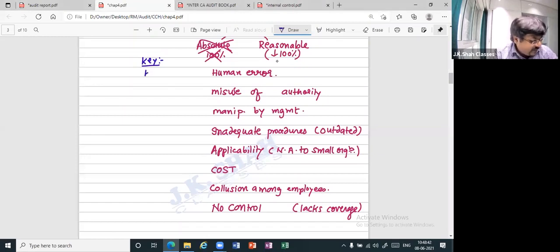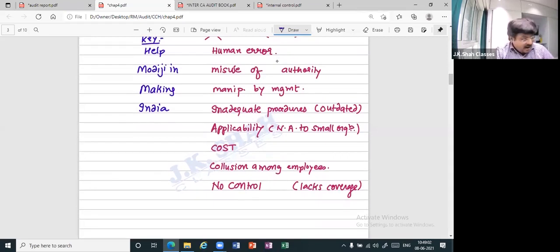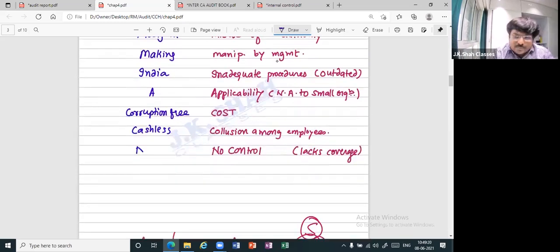Okay, listen. Modi ji, they're giving some respect, Prime Minister after all. Modi ji in making India. O has applicability. Corruption free. Second, cashless. Last one, nation. Together we are a nation.